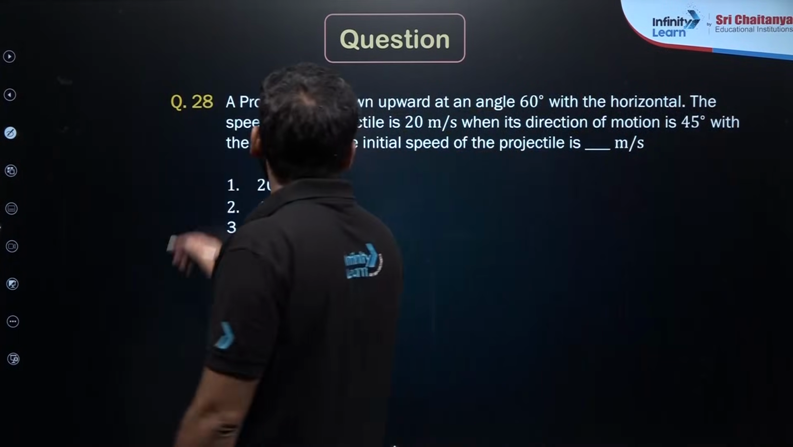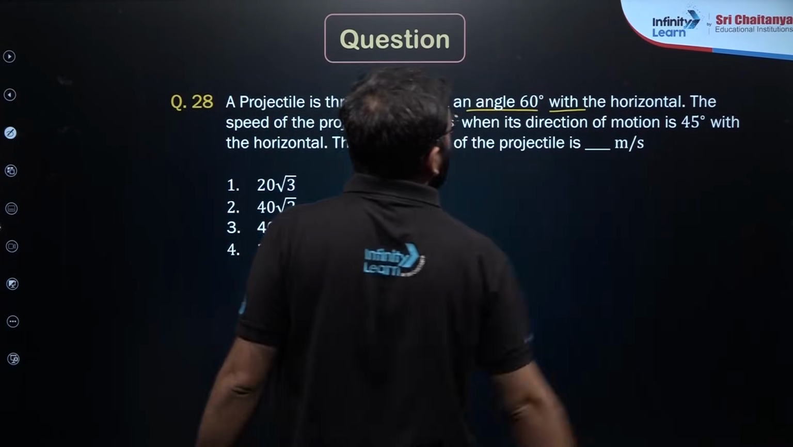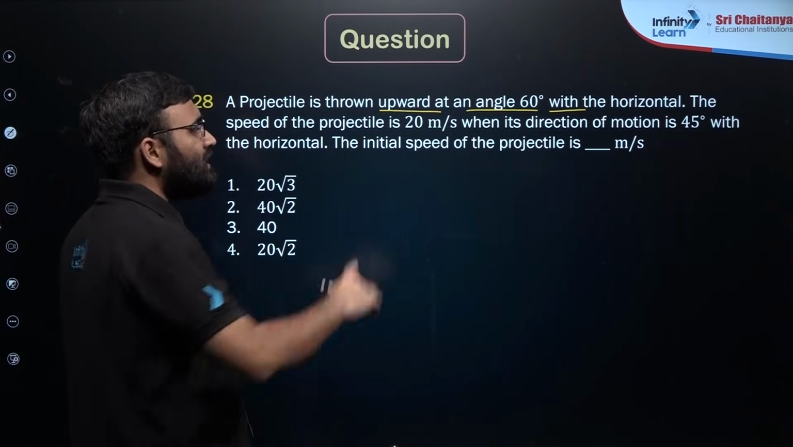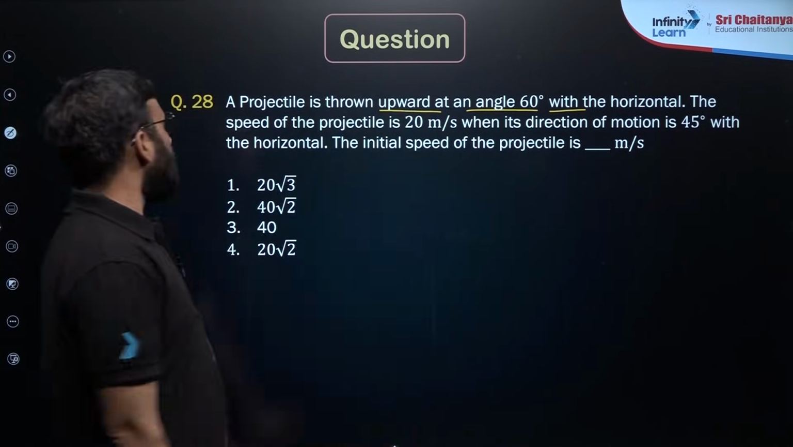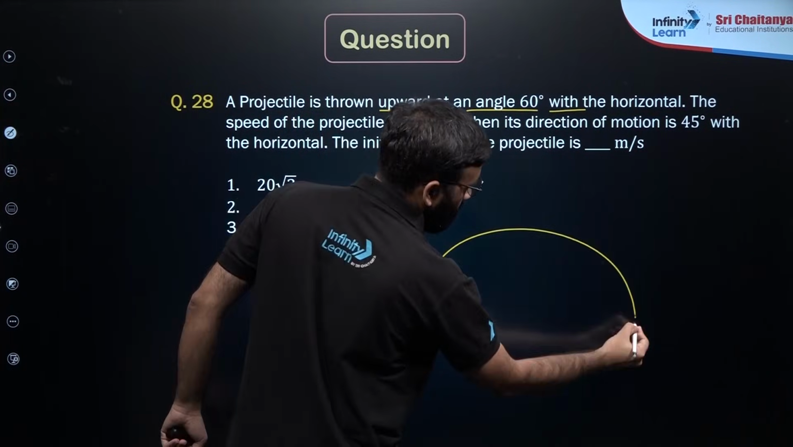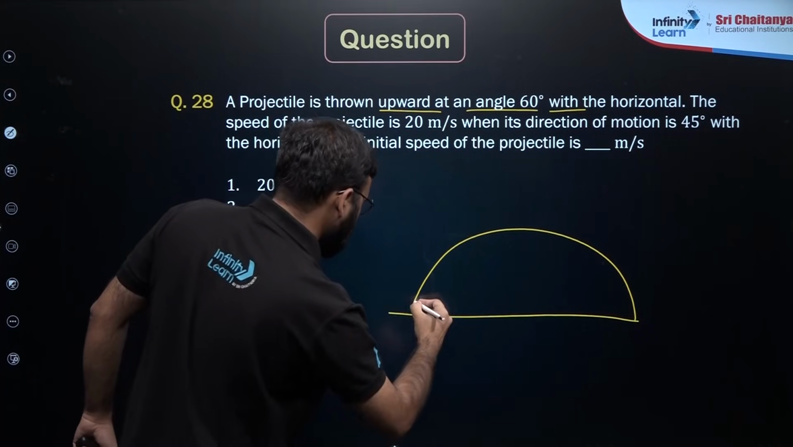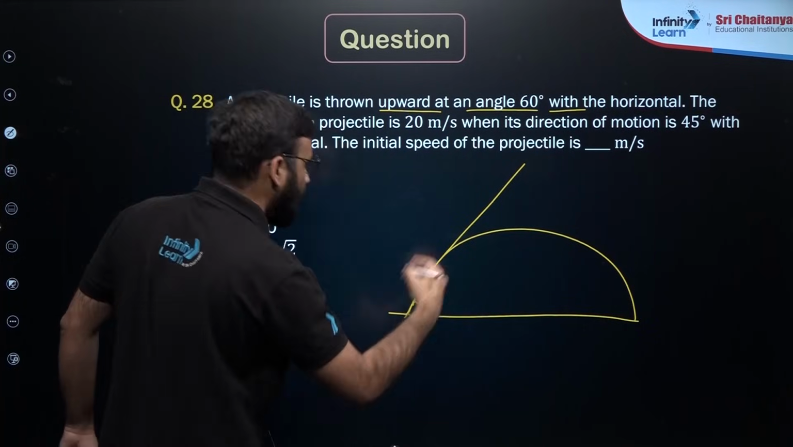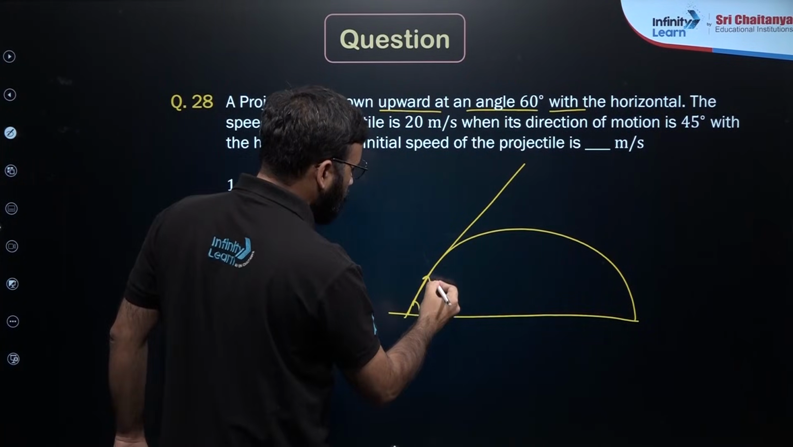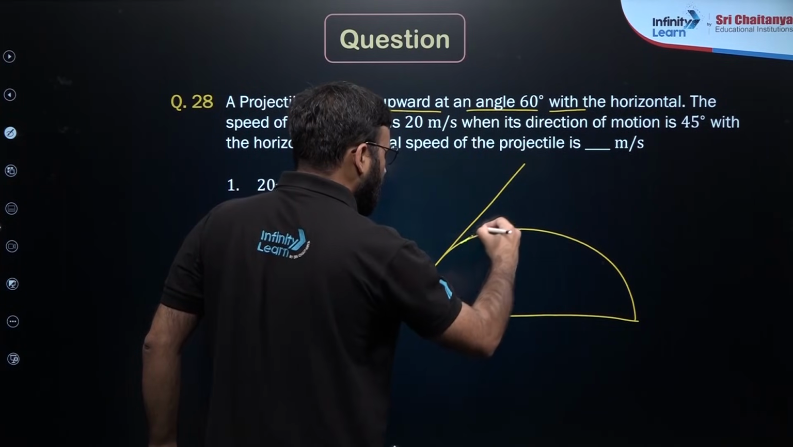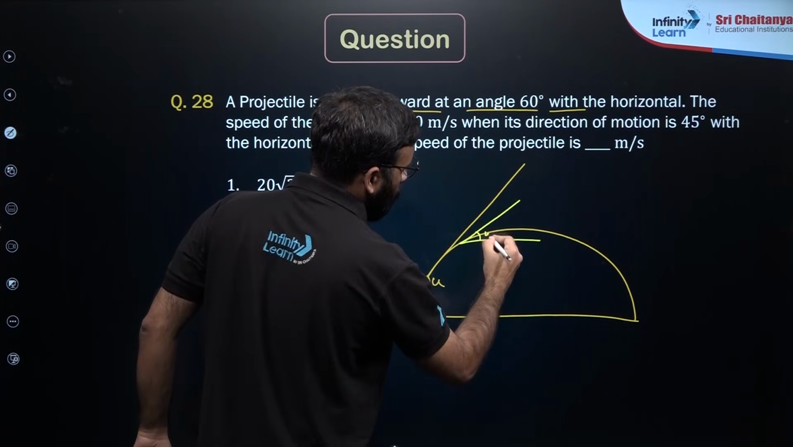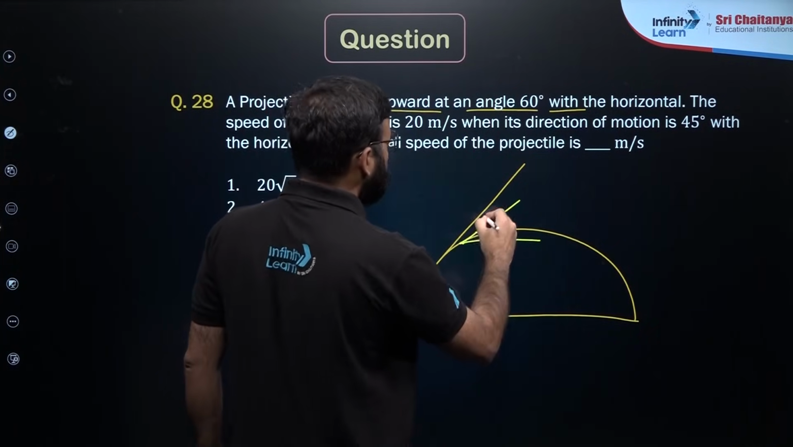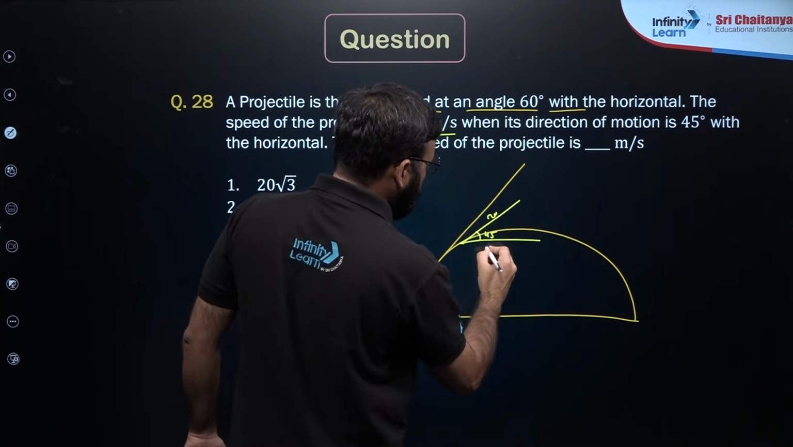Okay, next question. A projectile is thrown upward at an angle of 60 degrees with the horizontal. The speed of the projectile is 20 meter per second when its direction of motion is 45 degrees with the horizontal. Okay beta. Its initial angle is 60 degrees, and I will consider its initial speed as u. At this point its angle with the horizontal is 45 degrees. So you can take the components, and at that time its velocity is 20 meter per second.